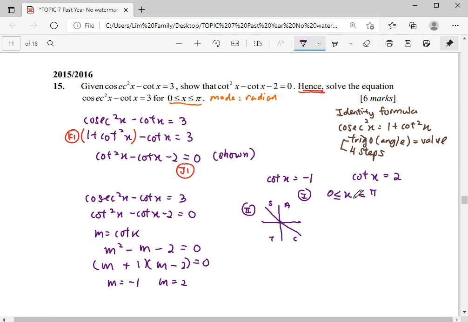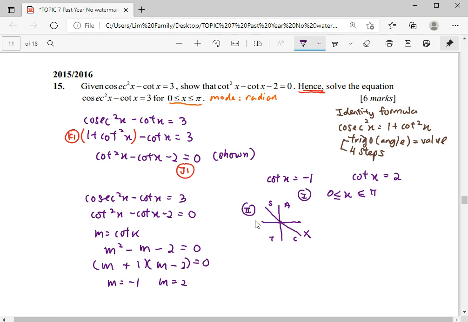Then we look at our range carefully. Actually, our range just starts from 0 until pi. So this quadrant 4 is not inside our range in the solution, so we will take it out. We will ignore this quadrant 4 and take only quadrant 2.